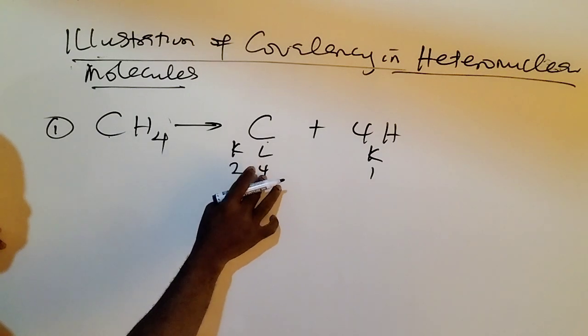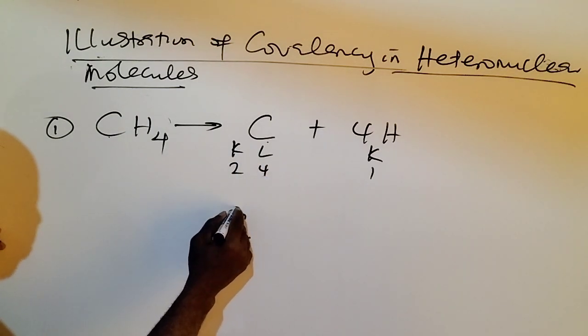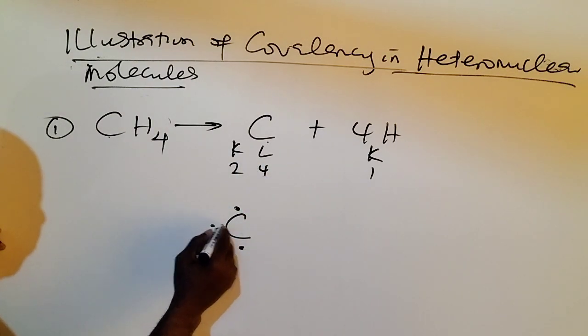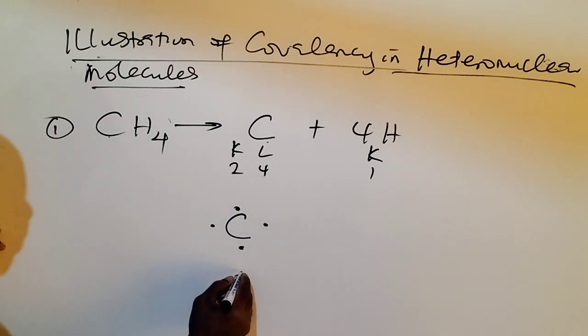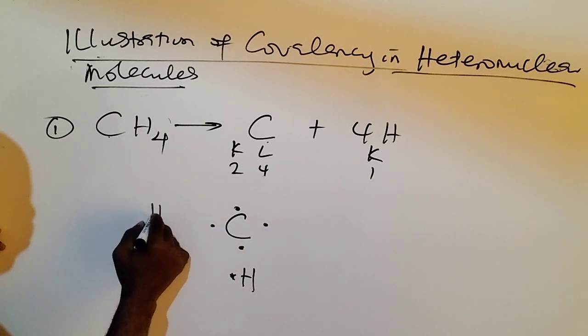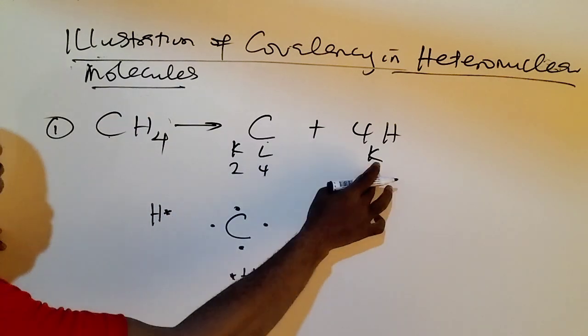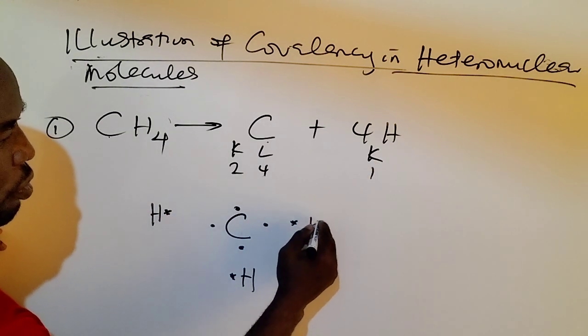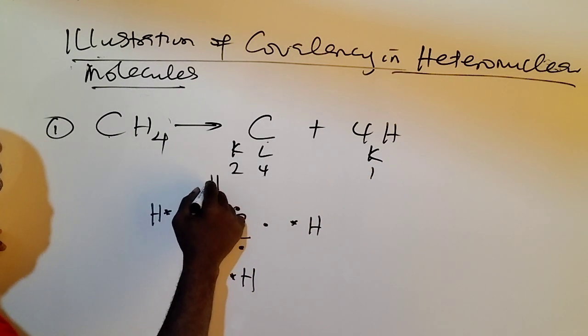So I present the Lewis structure: 4 electrons in the outer shell, 1, 2, 3, and 4. The hydrogen will now surround it, 1 on each end. Hydrogen with only 1 electron by the Lewis structure. Hydrogen here also, hydrogen here also.